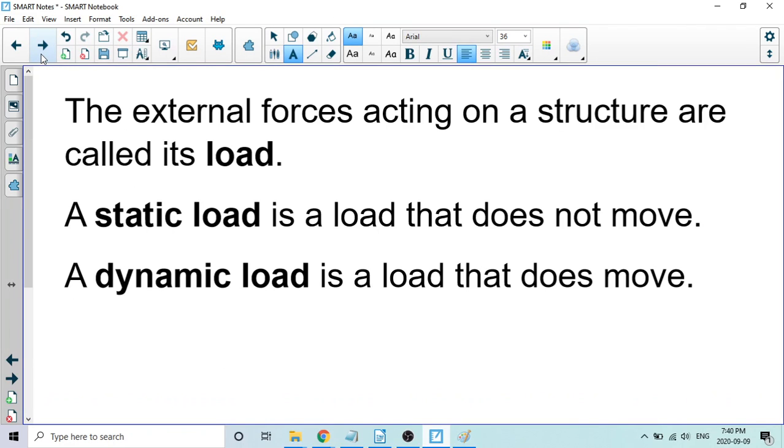All right. So the external forces acting on a structure are called its load. All the external forces acting on some structure are loads. A static load is a load that doesn't move. A dynamic load is a load that does move, right? Static doesn't move. It's static, it stays. You can remember it that way. And a dynamic load is one that does move.